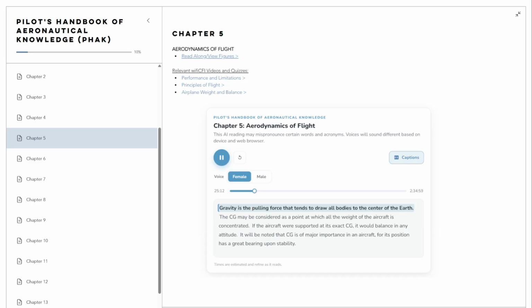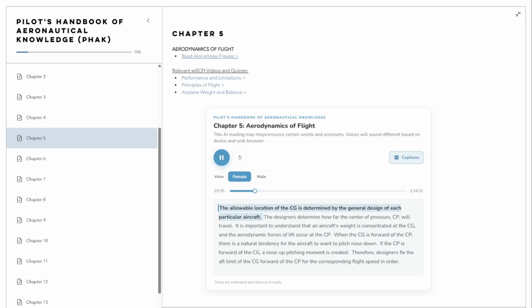Weight. Gravity is the pulling force that tends to draw all bodies to the center of the Earth. The CG may be considered as a point at which all the weight of the aircraft is concentrated. If the aircraft were supported at its exact CG, it would balance in any attitude. It will be noted that CG is of major importance in an aircraft, for its position has a great bearing upon stability. The allowable location of the CG is determined by the general design of each particular aircraft.